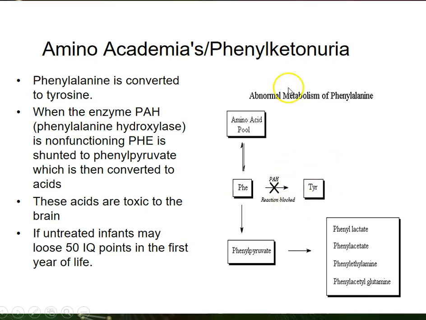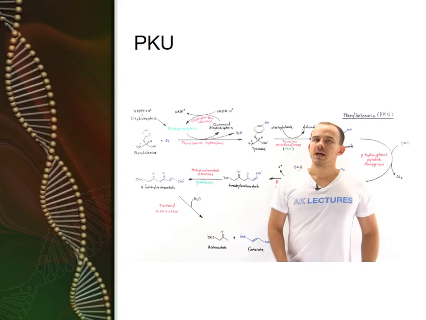This is not really the problem because we get plenty of tyrosine from our amino acid pool. The problem is this very elevated phenylalanine is shunted to something called phenylpyruvate, and phenylpyruvate can be turned into a number of acids, including phenylactate, phenylacetate, phenylethamine, and phenylacetylglutamate, and these are toxic to the brain. Infants with elevated phenylalanine can lose 50 IQ points in the first year of life if untreated.